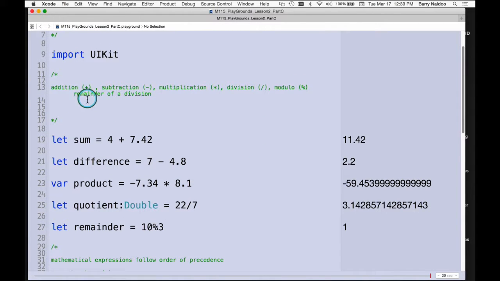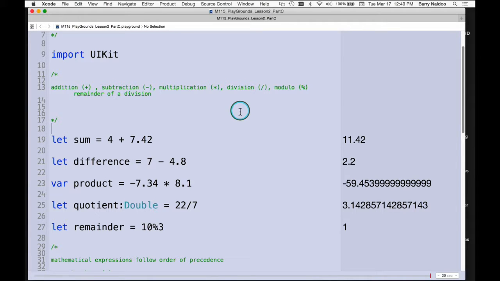When you want to add numbers, you use the plus sign. When you want to subtract, you use the minus sign. When you want to multiply, you use the asterisk. And when you want to divide, you use the forward slash. And when you want to find the remainder, you use the modulo sign or the percentage sign.